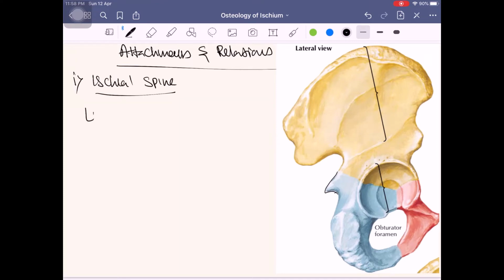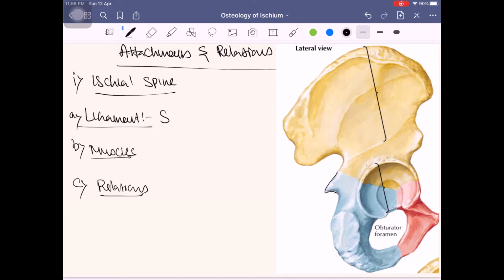Now this ischial spine gives attachment to a ligament. It gives attachment to ligament, and also to muscles, and it is also related to the nerve and the vessel, which is an important 3 marker. So one by one we'll see which ligament is attached to the ischial spine. Ischial spine gives attachment to a ligament that starts from the sacrum and comes to the spine, so it is called the sacrospinous ligament. I'll show you in the diagram also. Sacrospinous ligament attaches here, and it gives attachment to muscle now.